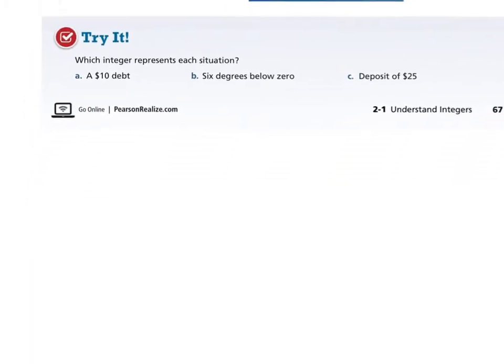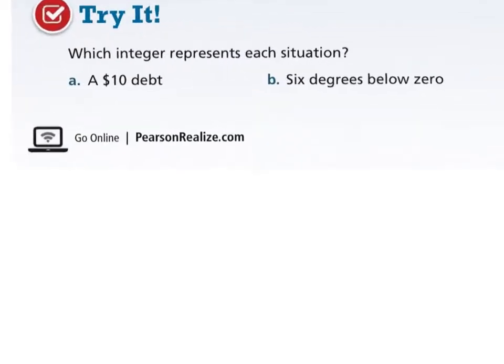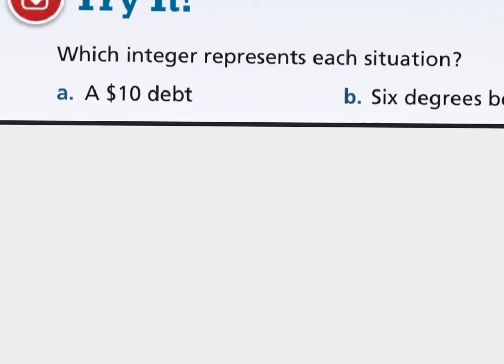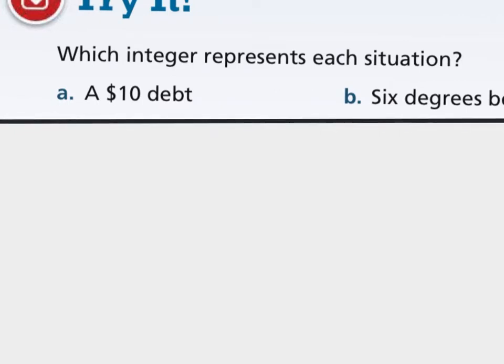So on the try it here, they're wanting us to tell what integer represents these situations. The number's already given, it's just a question of whether it's going to be positive or negative. So a $10 debt, we have to decide whether that should be 10 or -10. We're going to call that a -10 because a debt means we're owing money. If you put a $ sign on there, it's not a bad idea either, but as long as you have it as a -10 is the main thing.